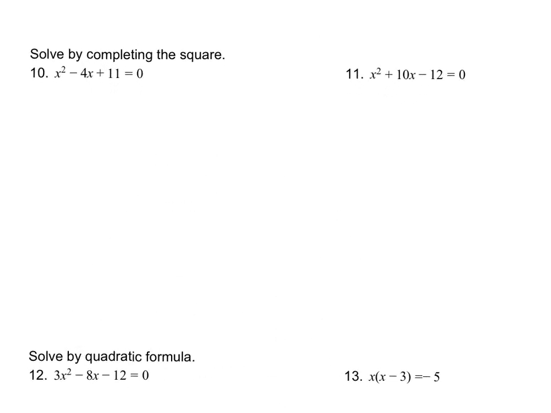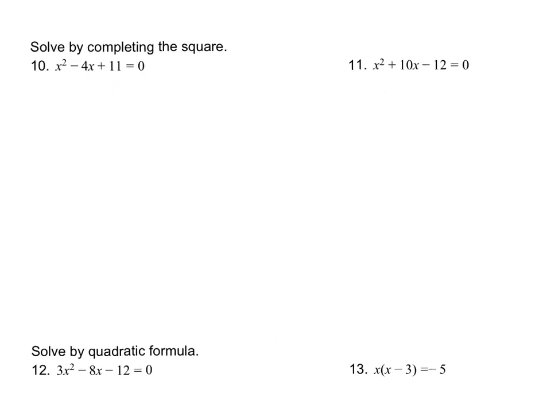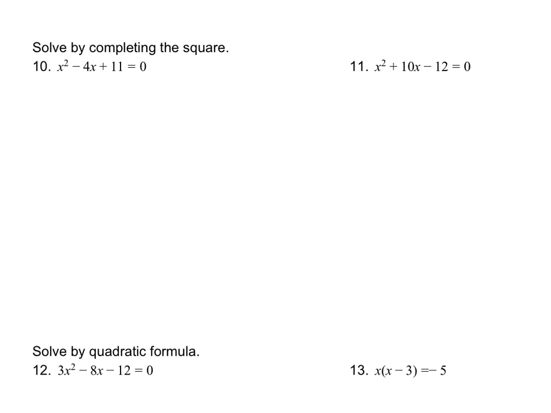Next, we're going to look at completing the square examples. So in order to solve a quadratic by completing the square, you actually want to start by moving the constant to the other side. So we have x squared minus 4x plus 11 equals 0. So my first step is going to be to subtract 11. So we get x squared minus 4x, and leave a little space, equals negative 11.